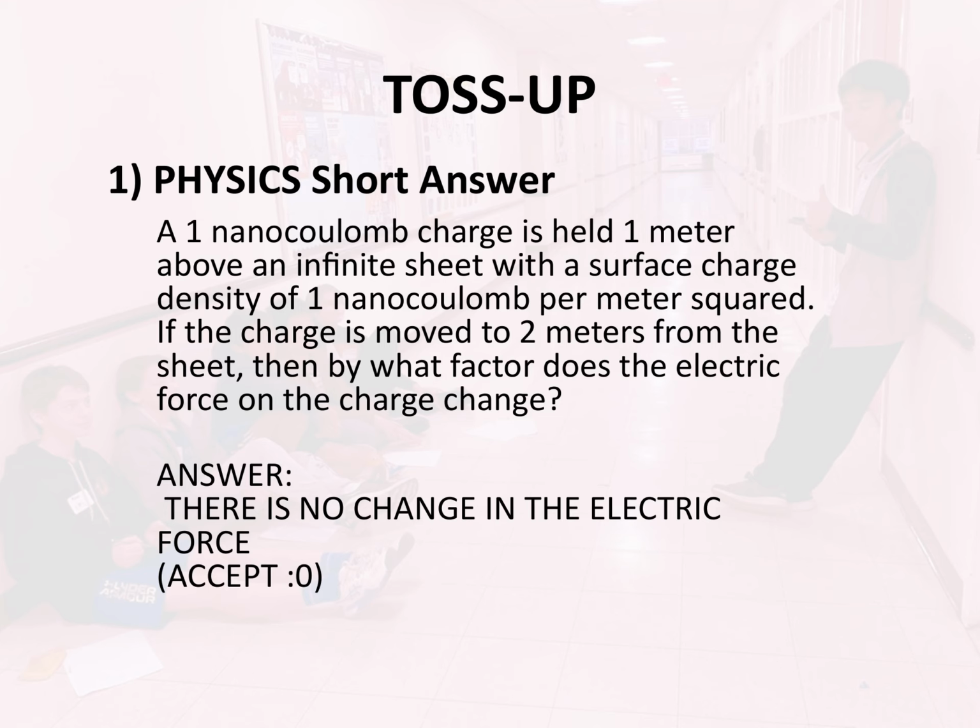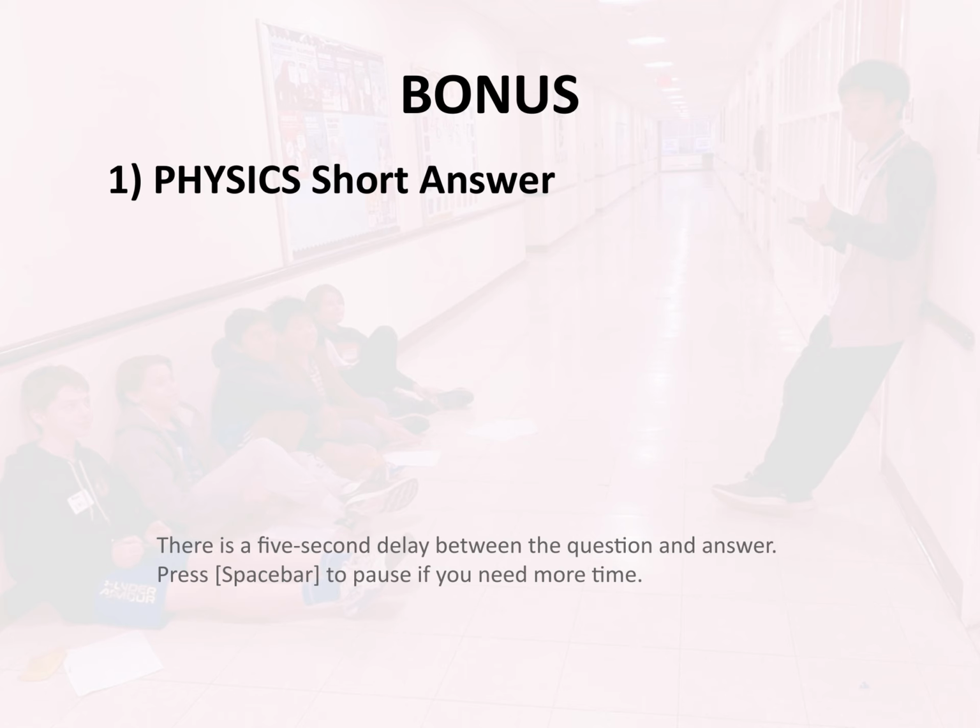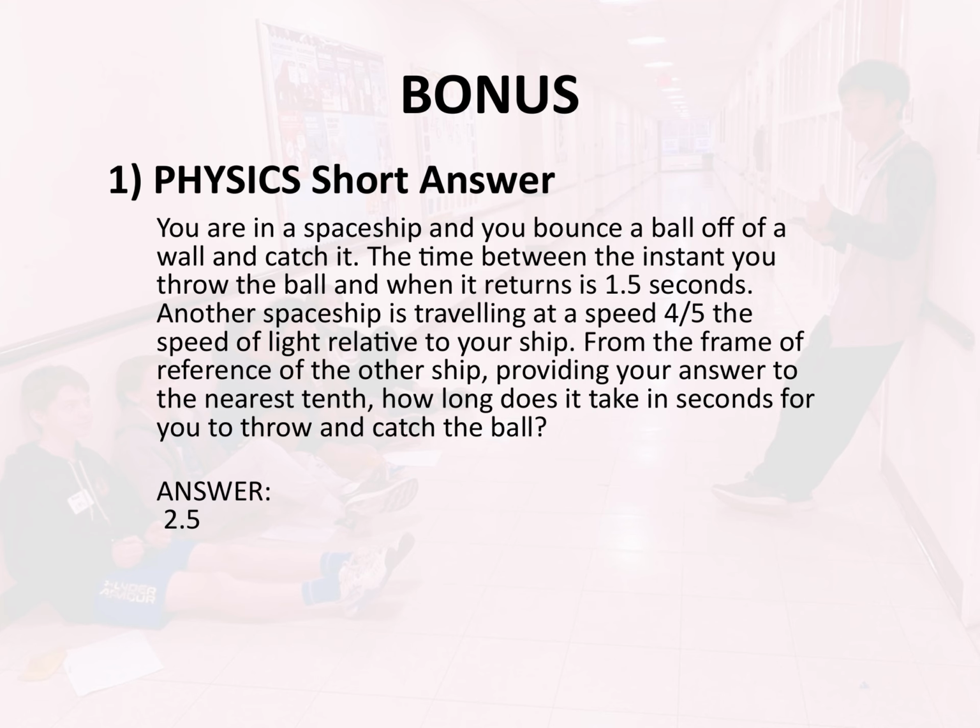Bonus 1. Physics. Short answer. You are in a spaceship and you bounce a ball off of a wall and catch it. The time between the instant you throw the ball and when it returns is 1.5 seconds. Another spaceship is traveling at a speed 4/5 the speed of light relative to your ship. From the frame of reference of the other ship, providing your answer to the nearest tenth, how long does it take in seconds for you to throw and catch the ball? Answer: 2.5.